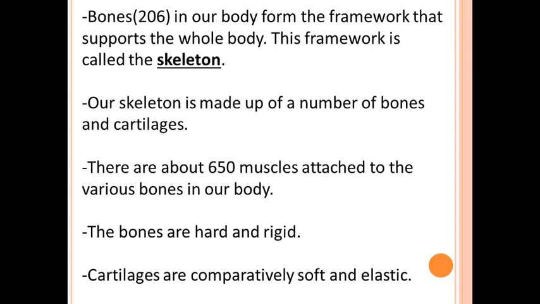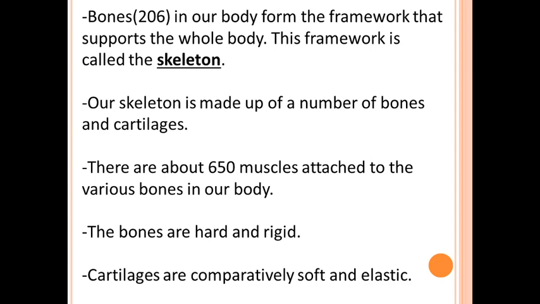Okay, now cartilage means what? See, the ends of bones at the joints are covered with a tough, smooth and flexible tissue. Means like your chewing gum, that type of thing, that is known as cartilage. Okay, that is present at the ends of the bones where the joints are covered. Okay, joints are covered with these cartilages.